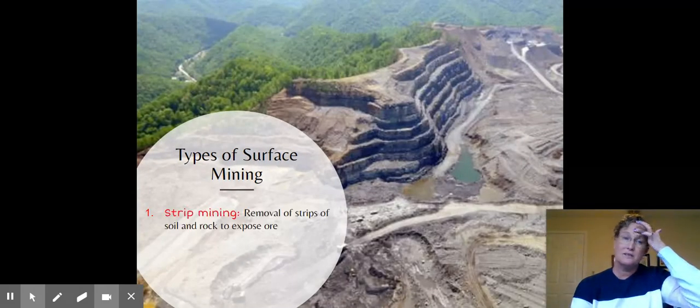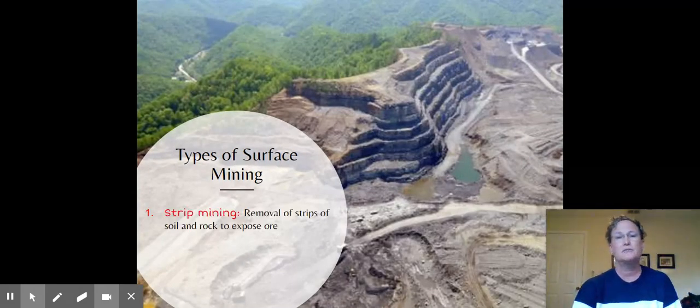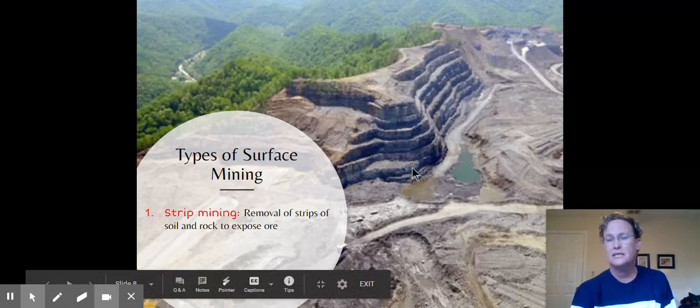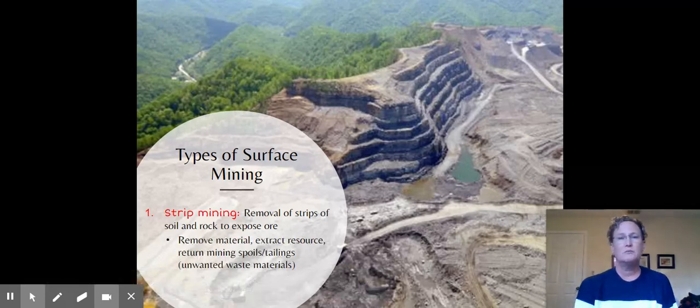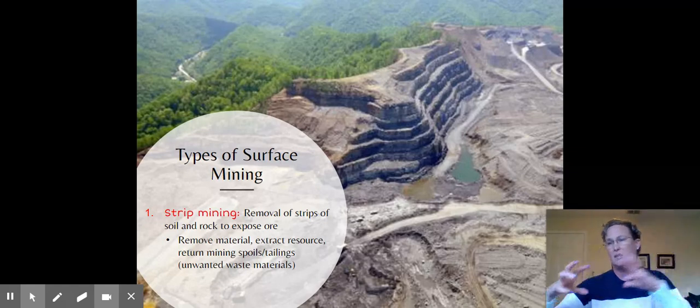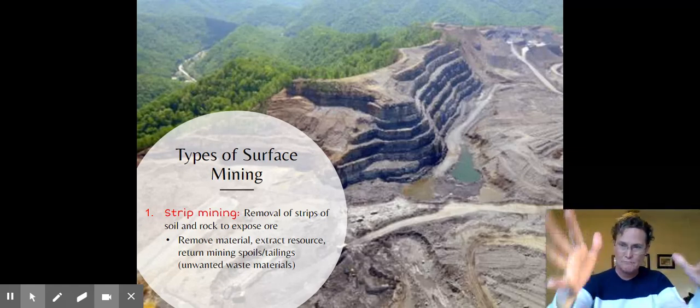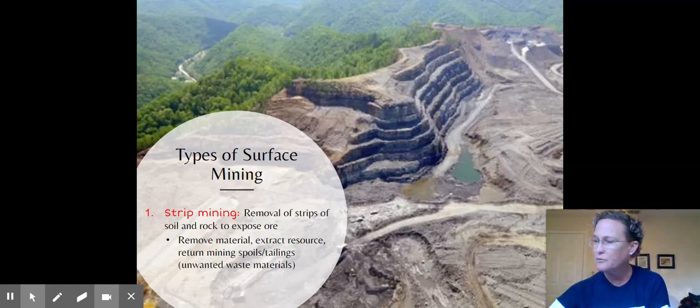So here's the types of surface mining. There's strip mining, which is removal of strips of soil and rock to expose the ore. So you can kind of see that here. It makes a little terracing kind of a look. That is strip mining. You remove material, extract resources, return mining spoils and tailings and unwanted materials. So you can get all the ore out and then just put everything back that you had from before.